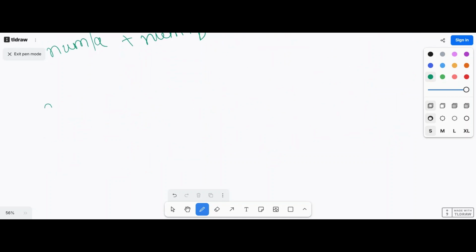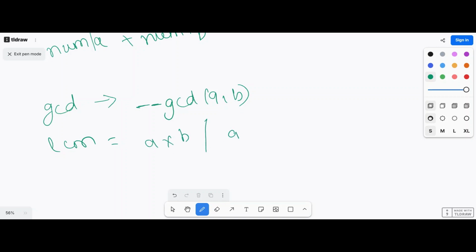If you want to find the GCD of two numbers, there is an STL library called __gcd of A comma B. This is the way to find the GCD, direct STL library. So LCM of any number is what? A into B divided by its GCD. That's where we get LCM. And now I hope you are clear with this so we can solve the question.